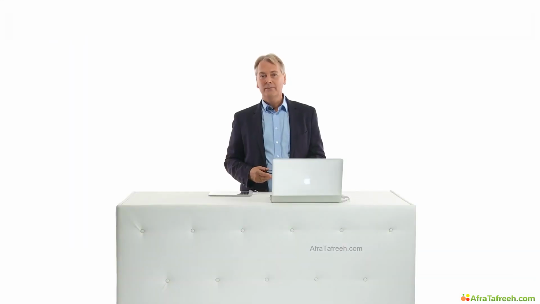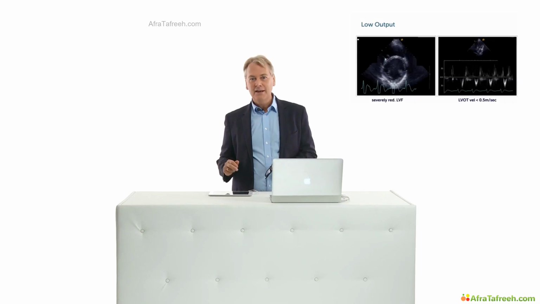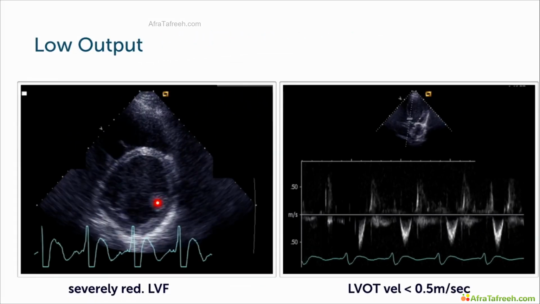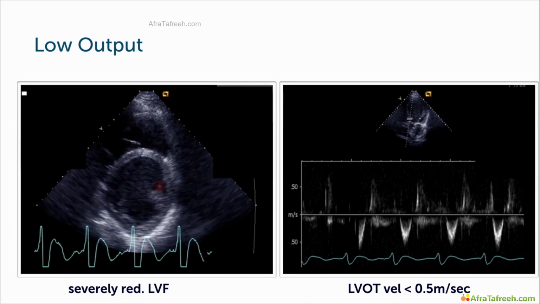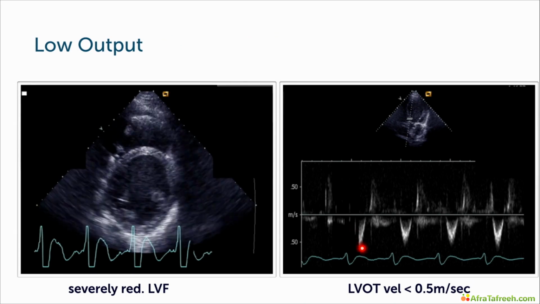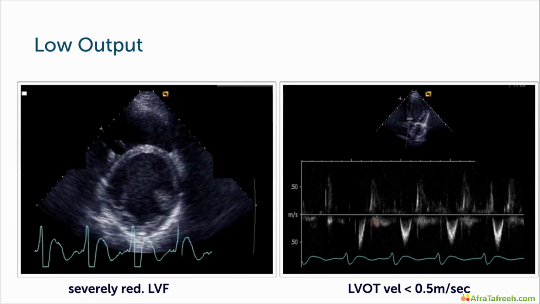One thing I do want to mention in this chapter is the issue of low cardiac output, because low cardiac output gives you additional information. In many patients who have very poor left ventricular function, you will still have, at least at rest, normal cardiac output. But if you look at this patient here, you will see that his function is not only very bad, but also that the flow across the LVOT is very low.